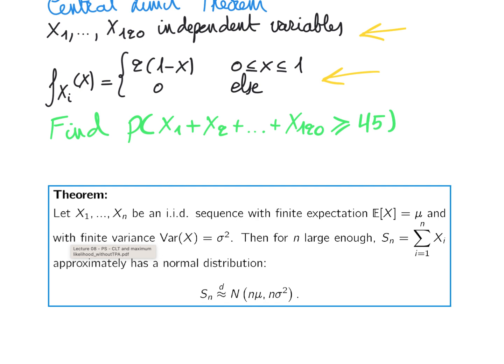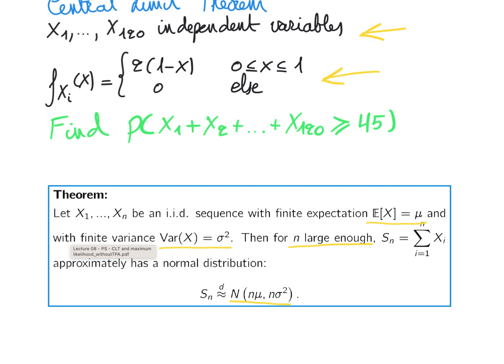This theorem tells us that if we have a bunch of variables, all with the same distribution and independent, then if n is large enough, we can approximate the sum of all these variables with a normal distribution. So, well, let's use that theorem. If you read this theorem, you see that we need two things, the expectation of our variables x and their variance. Well, right now we only have the density function, so we need to compute the expectation and the variance.